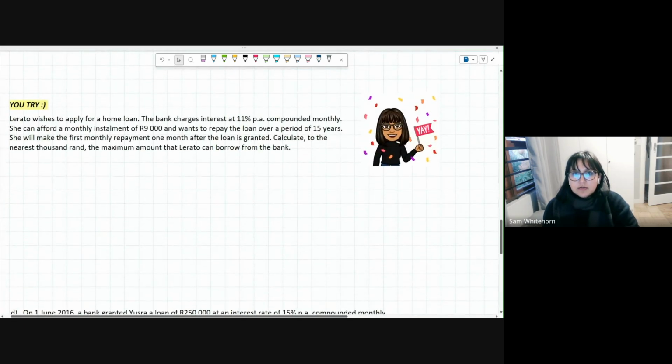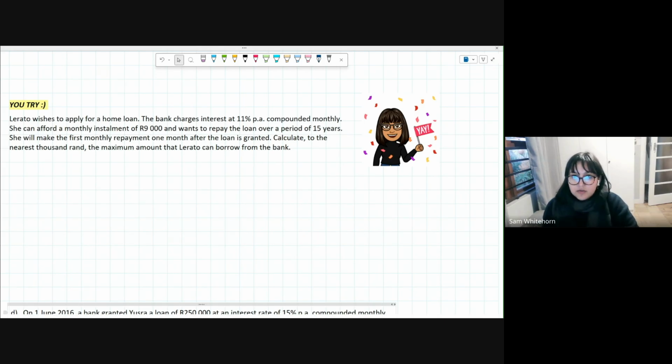Right, so it says Lorato wishes to apply for a home loan. This is the one you're going to try now. The bank charges interest at 11% per annum compounded monthly. She can afford a monthly installment of 9,000 Rand and wants to repay the loan over a period of 15 years. She'll make the first monthly installment 1 month after the loan is granted. Normal procedure, nothing weird there. Calculate to the nearest 1,000 Rand the maximum amount that Lorato can borrow from the bank.